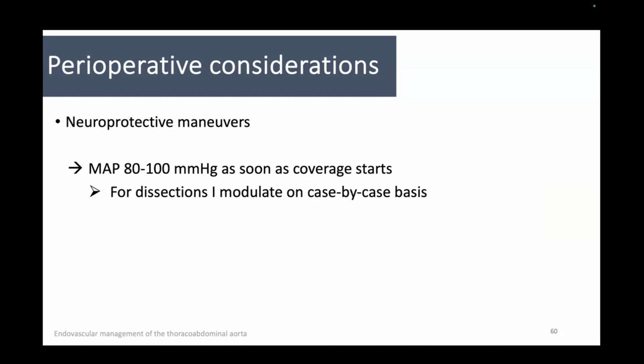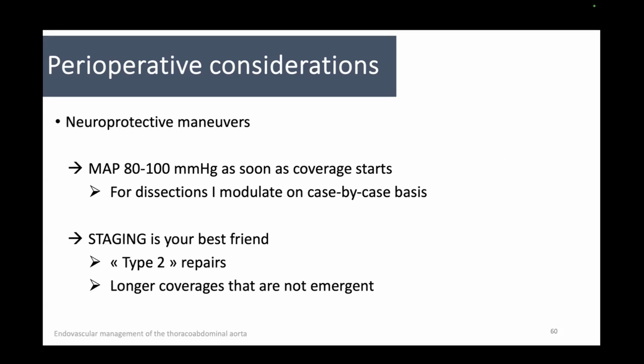For neuroprotective maneuvers, the first thing that we have to respect once we start covering is a MAP higher than 80 to 100 millimeters of mercury as soon as coverage starts. It's true also for dissections, but I modulate it on a case-by-case basis because, of course, sometimes the dissections are acute and there are complications, and we don't want too high a pressure. So it's something to take into consideration when you're doing these cases.